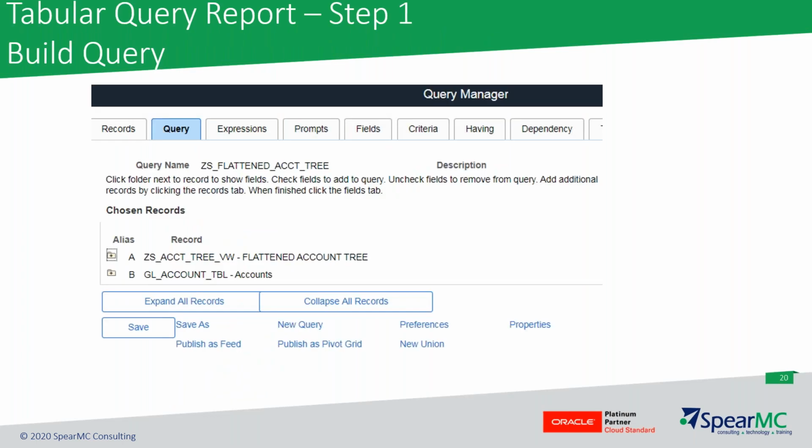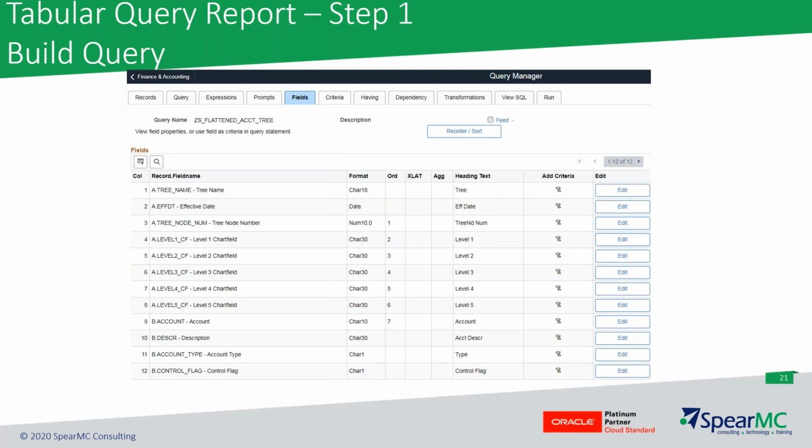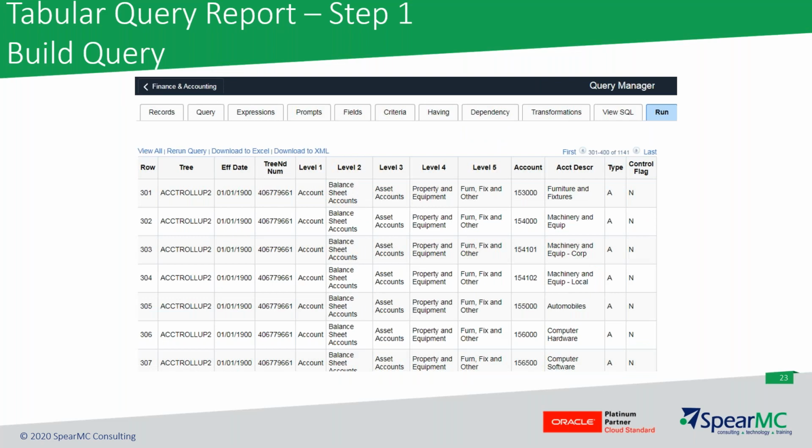And the query itself that it built is just going against the GL account table and linking that to the flattened tree. And this slide deck walks through what are the fields that we were selecting. And this is the result set when you run the query. And I have it organized by the structure of the tree itself.